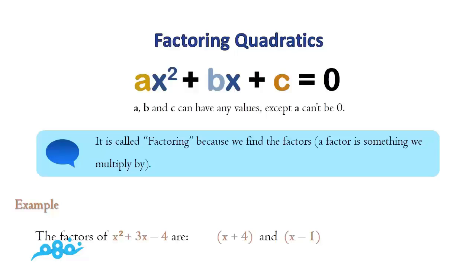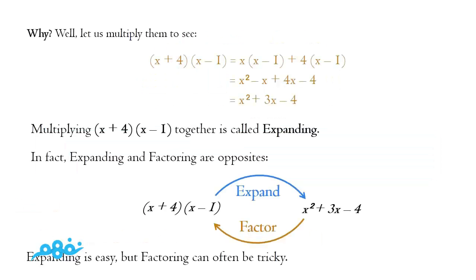Here, for example, the factors of the function x to the power 2 plus 3x minus 4 are x plus 4 and the other x minus 1. How to check that these are the real factors of this equation? To check that these factors are the real factors of the previous equation, we have to reverse the procedure. We have to multiply them again.